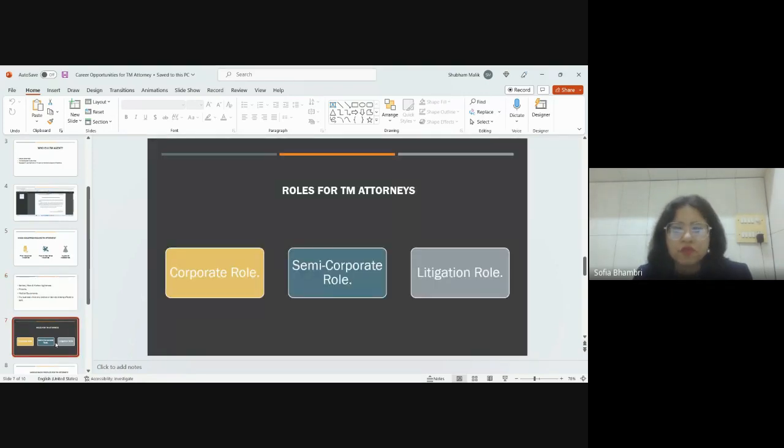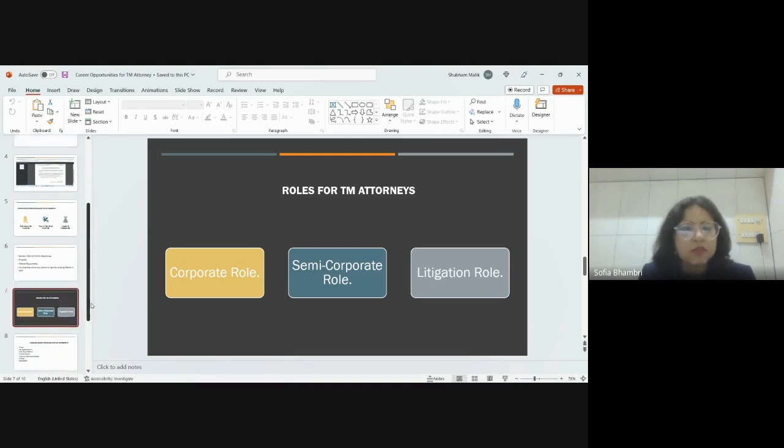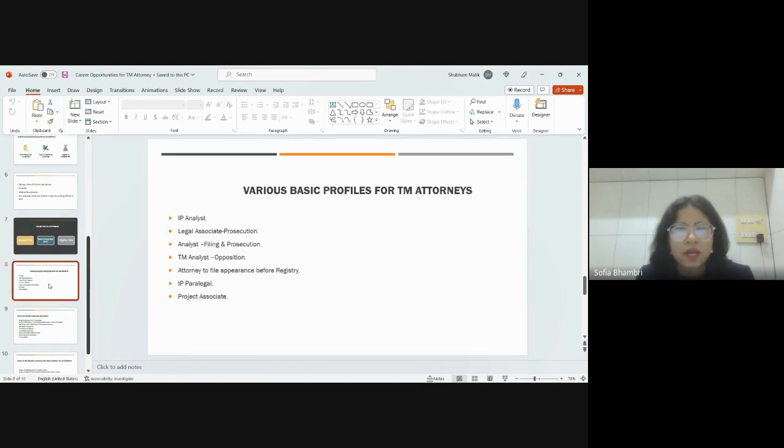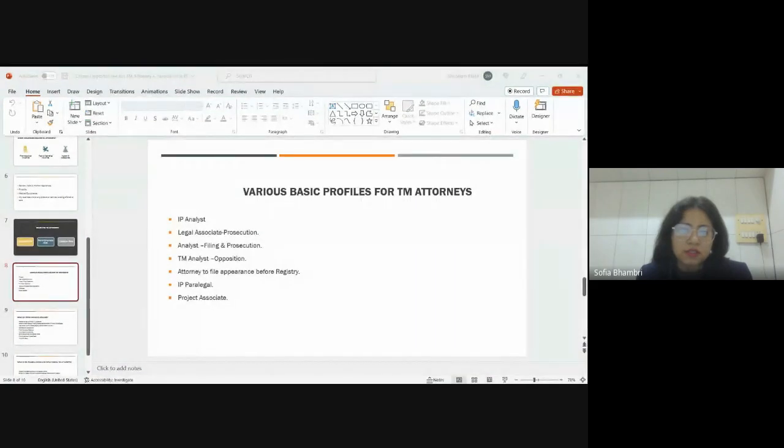Now, what are the roles which a TM attorney can look for? One is a corporate role, another one is a semi-corporate role, and the third one is a litigation role. Right? Now, let me explain what I am actually talking about. See, my corporate role, the general perception is that we are having a desk job. Is it right or wrong? Just give me a response. Can we have some responses, please?